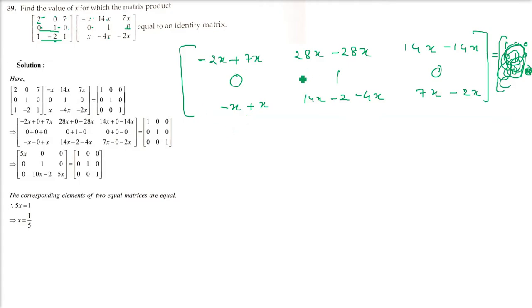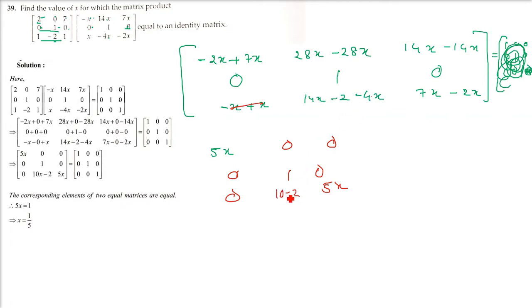So this 7x minus 2x is going to be 5x. Let me change the color. 7x minus 2x is 5x. This is going to be 0. 14x minus 14x is 0. 0, 1, 0. This is also 0. Then the last one is 5x. 14 minus 4x, that is going to be 10x. 10x minus 2.